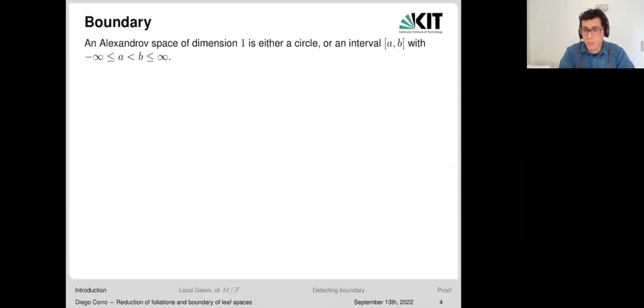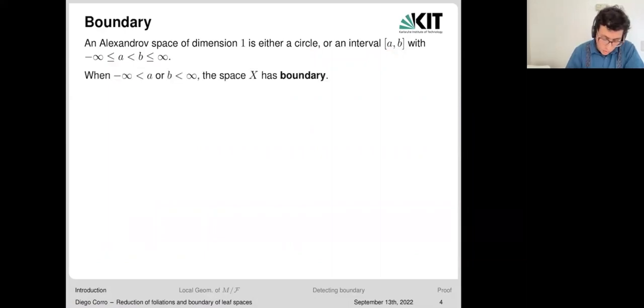One of such notions is the one of boundary. So we can look at Alexandrov spaces of dimension 1, and they will have to be either a circle or an interval where the endpoints might be infinite, so the real line, or a ray. And when either of the endpoints is finite, then we say that the space has boundary, because we're just looking at a closed interval. Okay, so we have a notion of when a one-dimensional Alexandrov space has boundary, and this way we can say when a two-dimensional Alexandrov space has boundary.